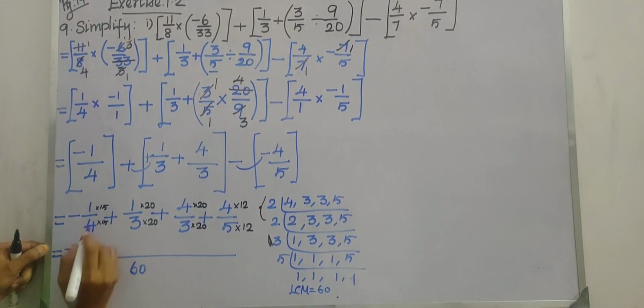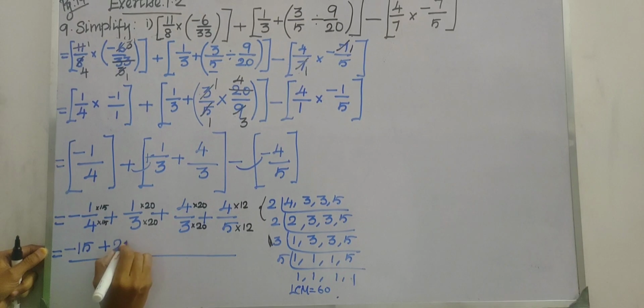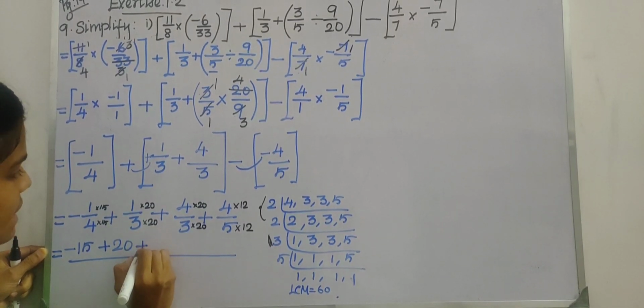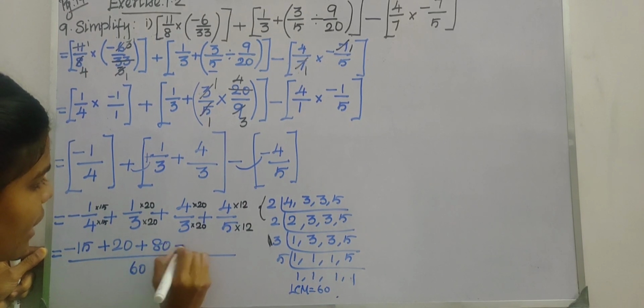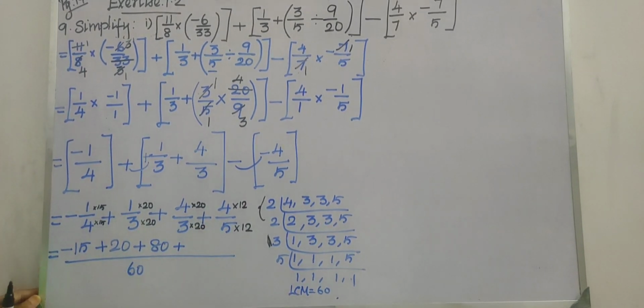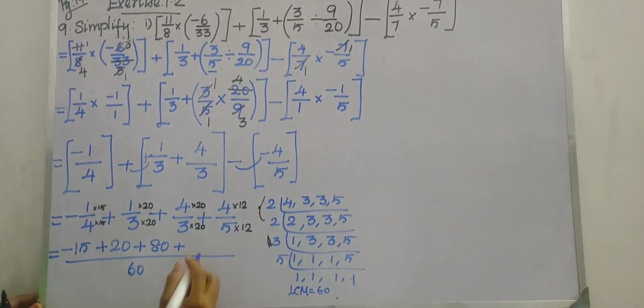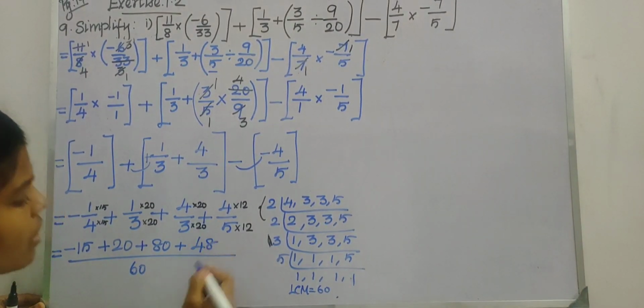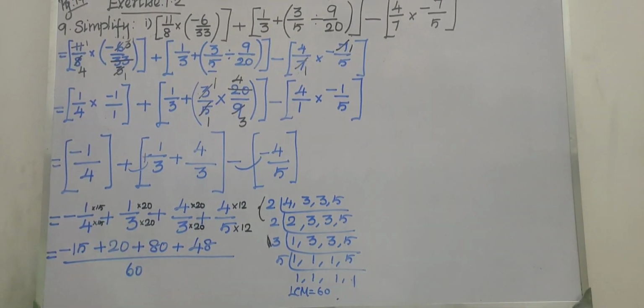Minus 1 into 15, minus 15, put plus. So 1 into 20, 20. Okay, 1 20 is 20. And then put plus 4 into 20, 80. Okay, and then 4 into 12, 4 12s are 48, right? So we got the terms as minus 15 plus 20 plus 80 plus 48.